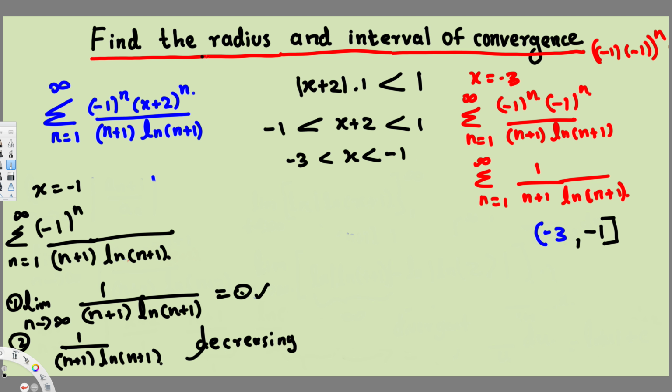Now we have to find the radius of convergence. The radius of convergence is going to be half the length of this interval. You can calculate it by simply subtracting final minus initial, over 2, and that's going to give us 2 over 2, which is equal to 1. So this is going to be our radius of convergence, and that's how we do this kind of problem. I hope you guys find this video helpful. See you next time.